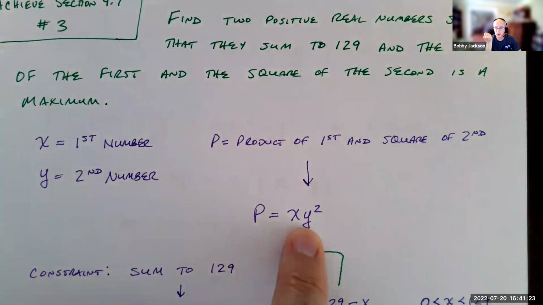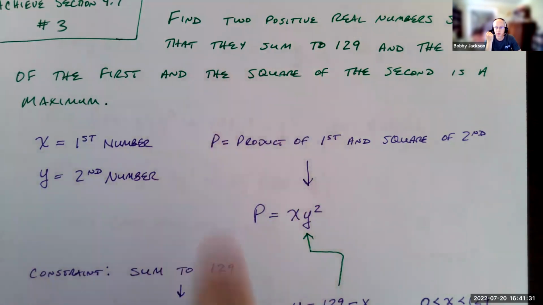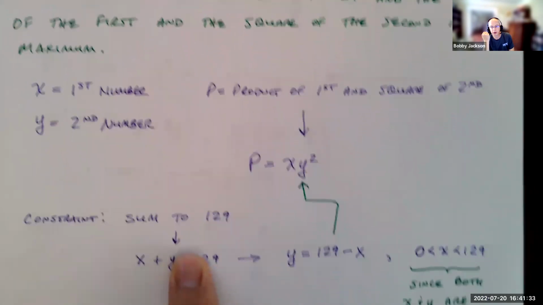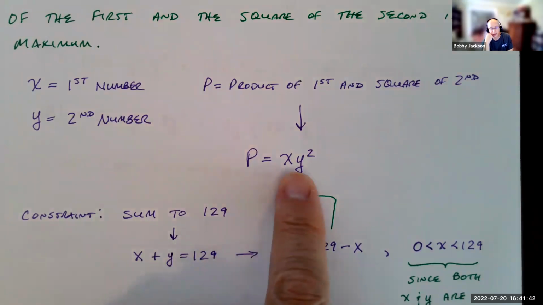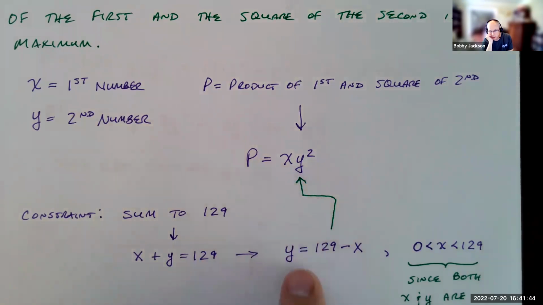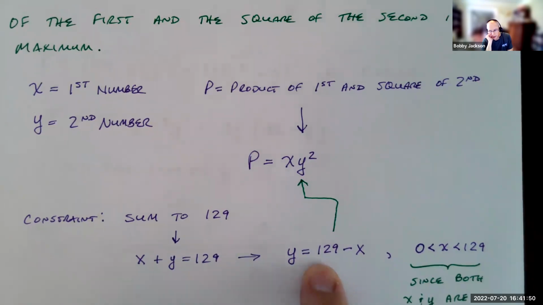It's a function of two variables. We need it to be a function of one variable. How do we get that? Well, the constraint is that the sum of the two numbers is 129, and so that means x plus y is 129. Our natural inclination is to get this as a function of x. We just like functions of x, we're just used to it. So you might want to solve for y by subtracting x from both sides.